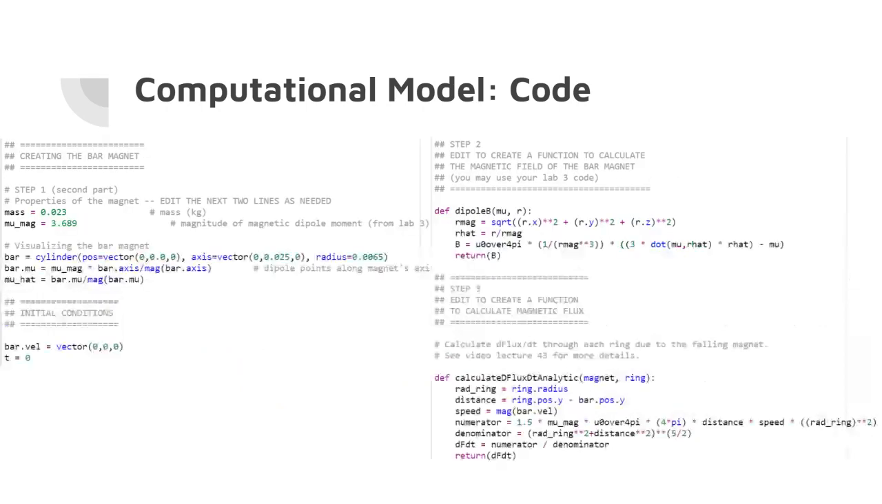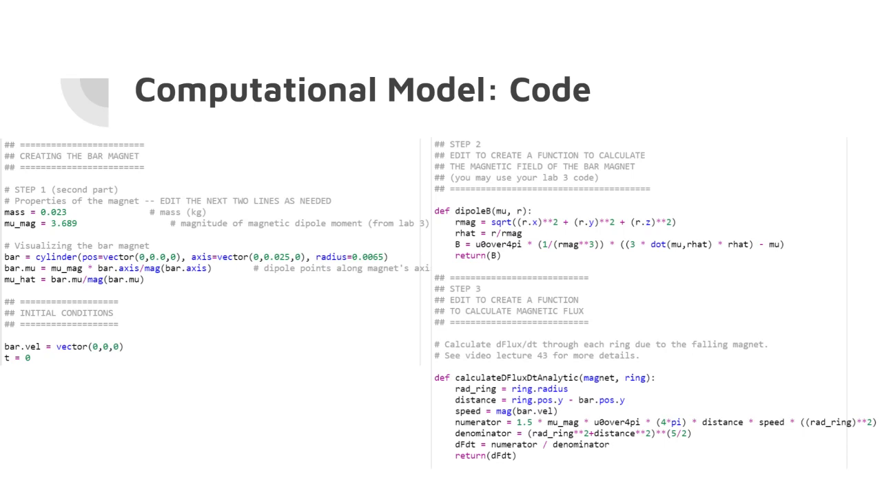And then for creating the bar magnet, we have our mass is 0.023, which is just taken from the website I ordered it from. We have our magnitude of mu, which is the magnitude of the magnetic dipole moment, which is 3.689. It's quite high compared to what I think it should be, which causes some issues that we'll see later on. And then visualizing the bar magnet, it's pretty much just a cylinder, and we calculate the magnetic dipole moment of the bar magnet and the mu hat.